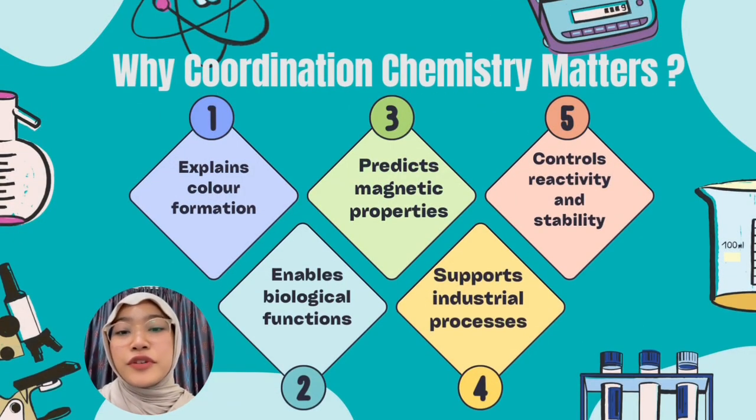Now, moving on to why coordination chemistry matters. Coordination chemistry is important because it explains color formation in transition metal compounds, which happens due to electron transitions in split d orbitals. It also predicts magnetic properties by determining how many unpaired electrons are present in a complex. Coordination chemistry controls reactivity and stability, allowing chemists to design effective catalysts and stable compounds.